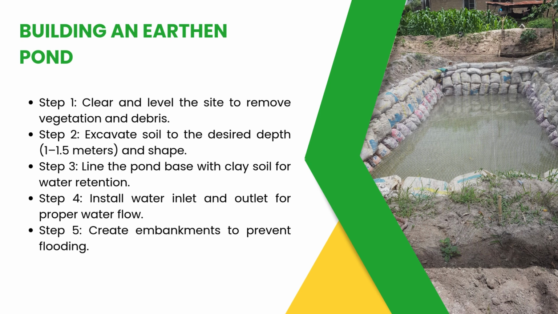After that, you can now install your water inlet and outlet for proper water flow. So how will water be going out, how will water be coming in? You want to set that in. When you are done, fill up with water and create an embankment to prevent flooding. So you want to set up a system that ensures that once there is flooding, your fish are not all out, right? Just like this, if you notice, there are two steps. So there's a good embankment on this pond.